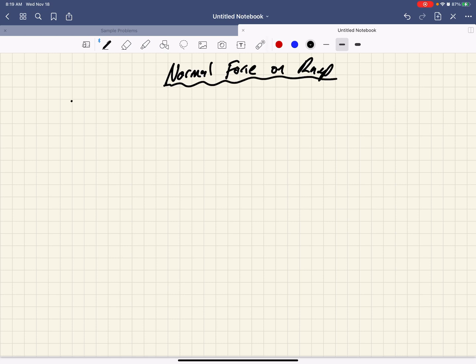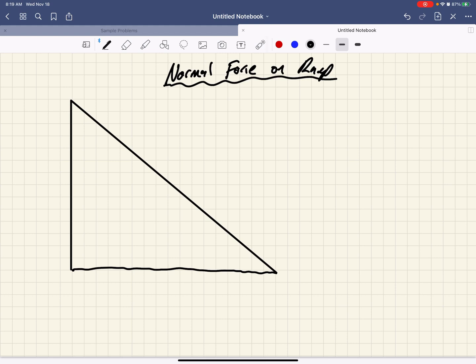So let's draw a ramp right here. And I just discovered if you hold this down long enough, it makes a straight line for you. That's kind of cool. And let's put this book on a ramp. So the book's not going to be on a flat table anymore. The book is going to be on a ramp. So let's do that.